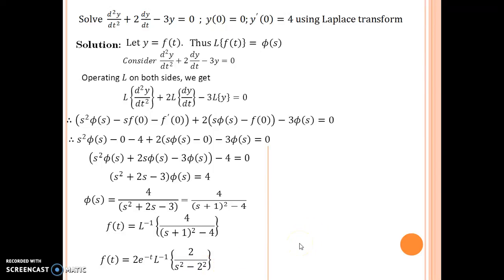Having done that, I obtain f of t equals 2 times e to the power minus t times hyperbolic sine 2t. And finally, I obtain y equals 2 times e to the power minus t into hyperbolic sine 2t. That's my final answer. Done. The basic goal of solving a differential equation using the Laplace transform is to find y, or f of t. So I have found the value of y.